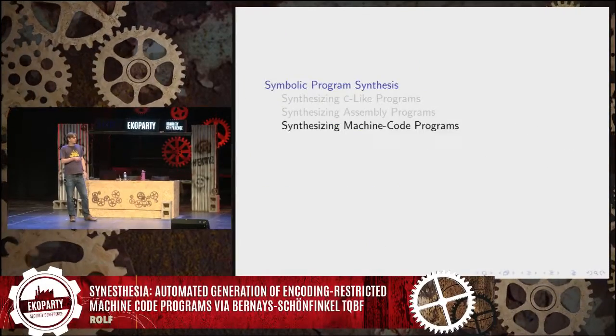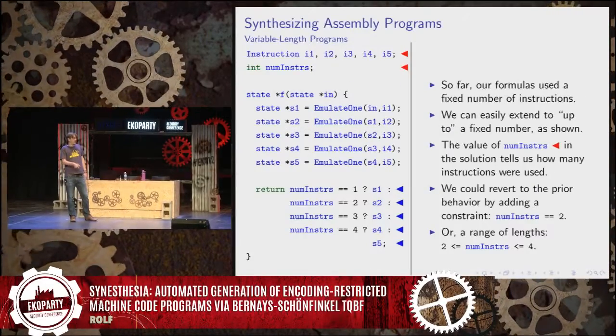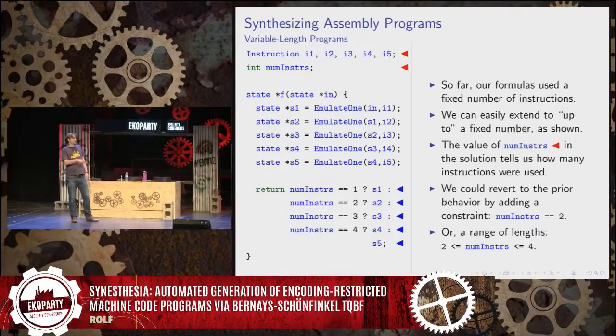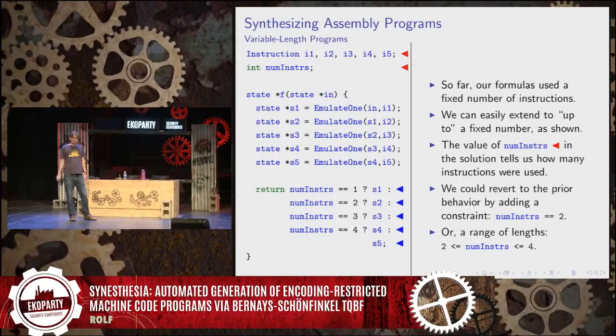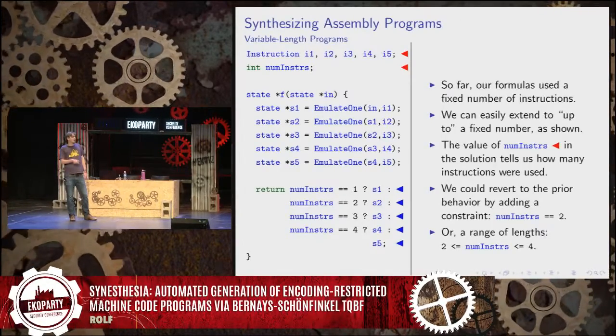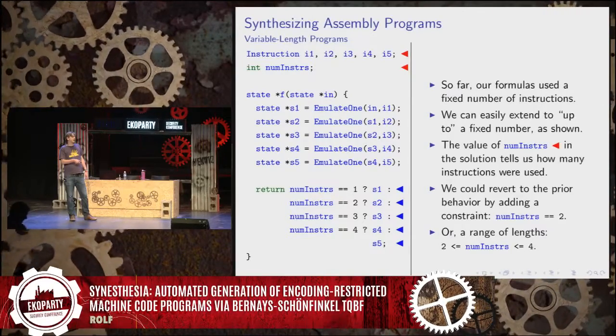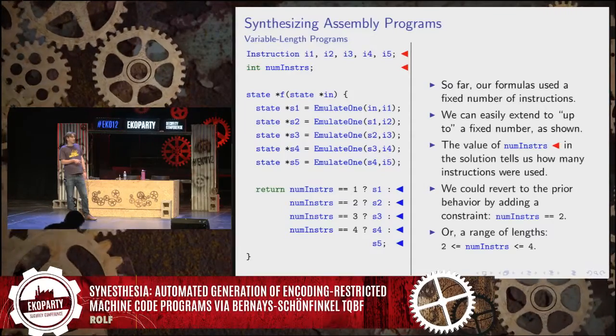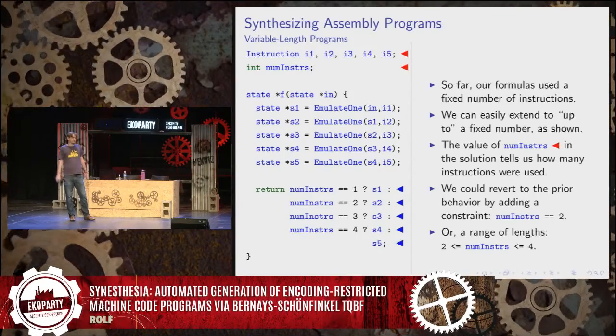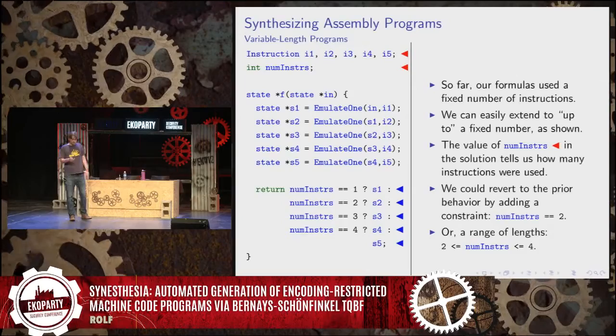And we can also revert to the previous behavior by saying, additionally, num instructions must be 2. That just gives us what we just had. Or we could say, I want the solution to have between 2 and 4 instructions, so I add a term to my formula that says 2 is less than or equal to num instructions is less than or equal to 4.